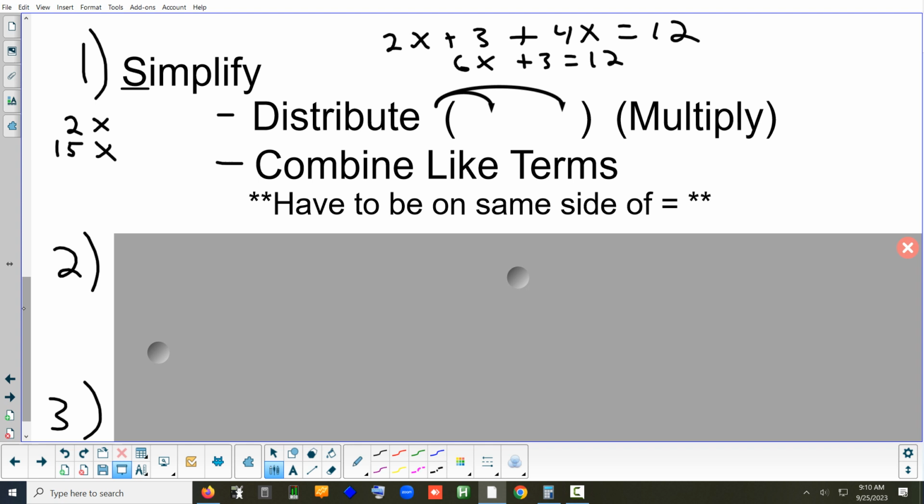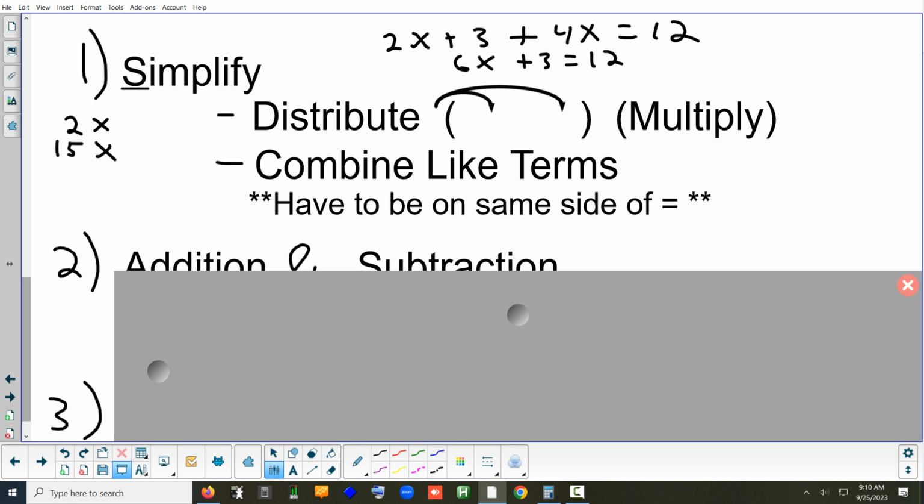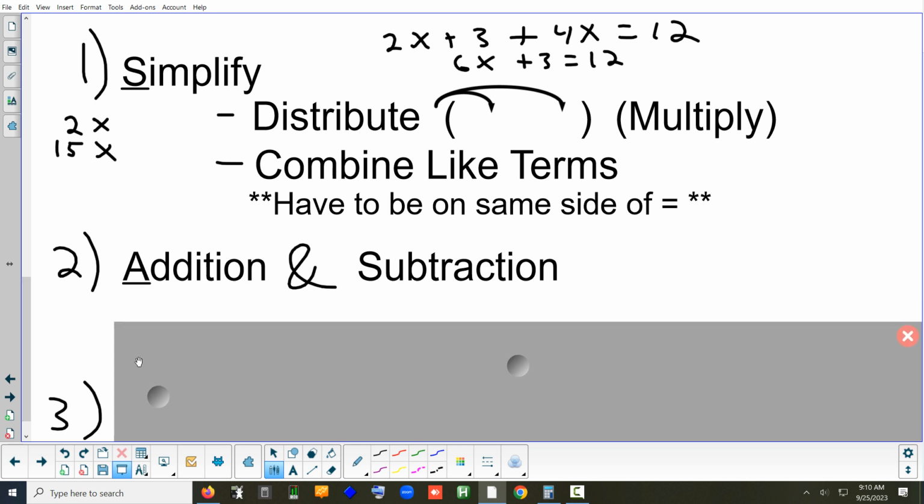All right, how about the A step? So we did the simplify. What comes after simplify? Addition or subtraction. Yeah, addition or subtraction. I think I said that was last, and then it's the second step, addition or subtraction. So now when we do that step, we are adding and subtracting on both sides, and we're moving things from side to side.